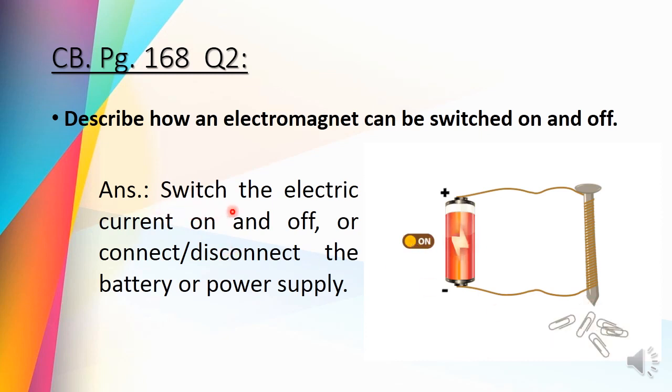So our answer will be like the following. Switch the electric current on and off, or connect or disconnect the battery or power supply. That's how we can switch it on and off. We can just disconnect it from the battery itself. In this way, we can control the current. So we can make this coil a magnet again. When we switch on, it will be a magnet, and when we switch off, the wire becomes a normal wire without any magnetic properties.